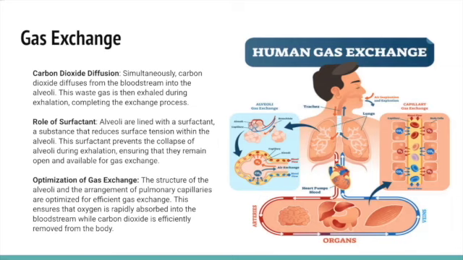Role of surfactant. Alveoli are lined with surfactant, which is a substance that reduces surface tension within the alveoli. This surfactant prevents the collapse of alveoli during exhalation, ensuring that they remain open and available for gas exchange.